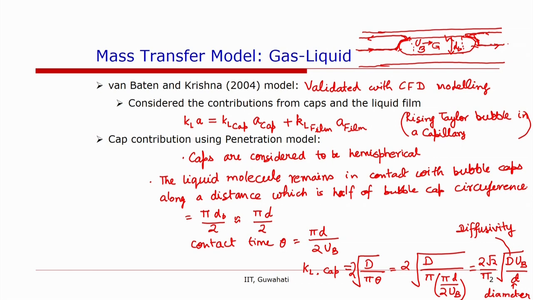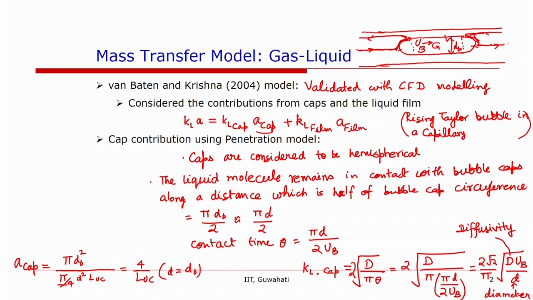Now the other thing we need to know is a cap. So a cap is equal to the surface area divided by the volume of the unit cell, so that will be pi by 4 d squared LUC in the denominator, and the surface area of 2 hemispheres put together will be 1 sphere, so that will be pi dB squared. Okay, so that will eventually be 4 by LUC with the assumption that d is almost equal to dB.